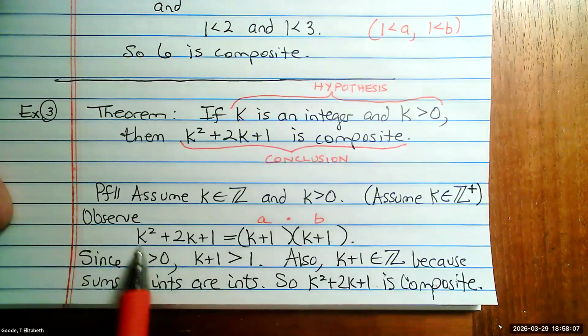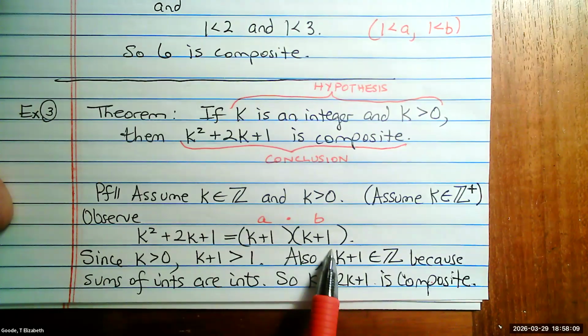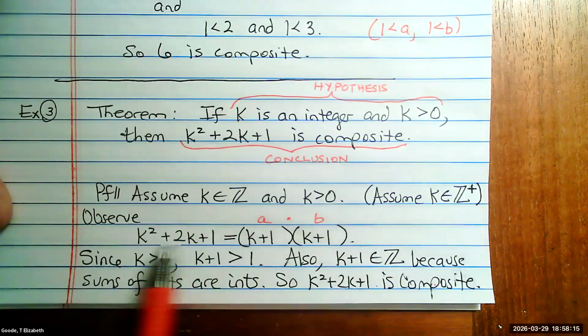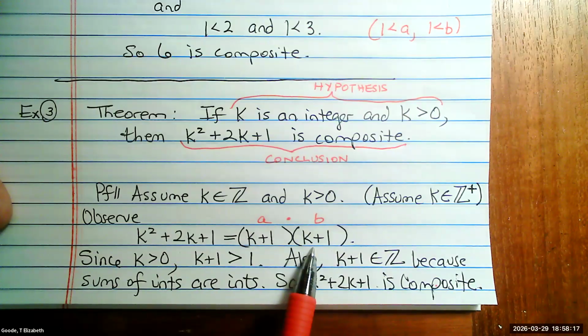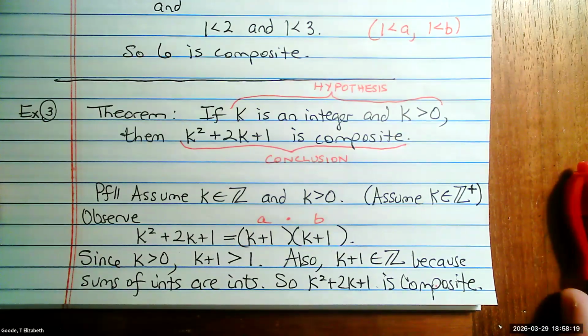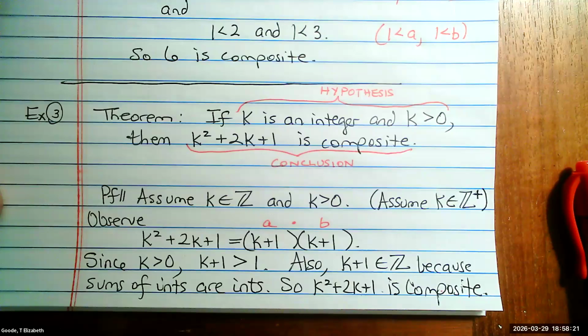So if you're having difficulty with the definition of composite when it is a universal statement, it might be because it's going to require factoring, and that might be something that you're not completely comfortable with.